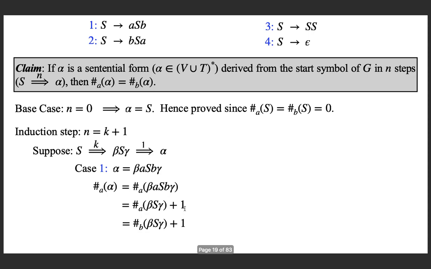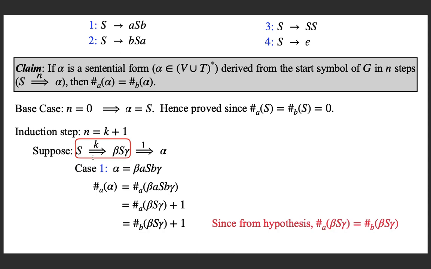Not difficult to see. Now, there is a trick. From the induction hypothesis, you can see that because this string is derived using only k steps, the number of a's in this string is the same as the number of b's in this string. So, the number of a's is the same as the number of b's, that is the fact that I am using here. Because from the induction hypothesis, we assumed that if the number of steps is k, then the number of a's and b's are the same. That fact is utilized.